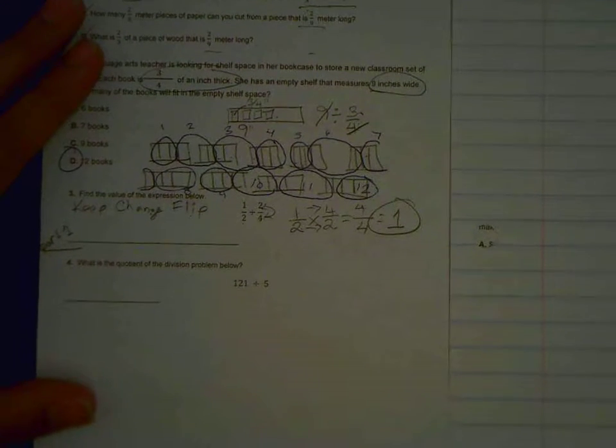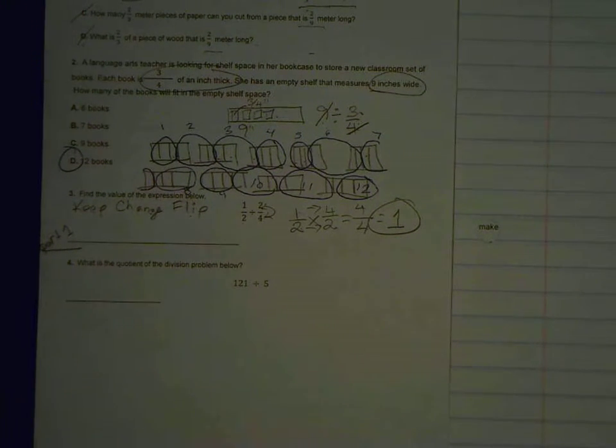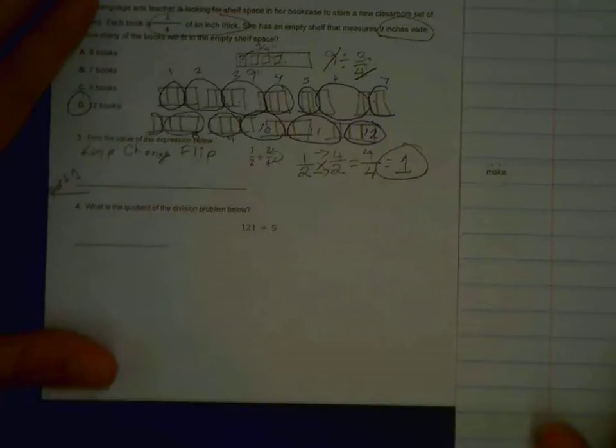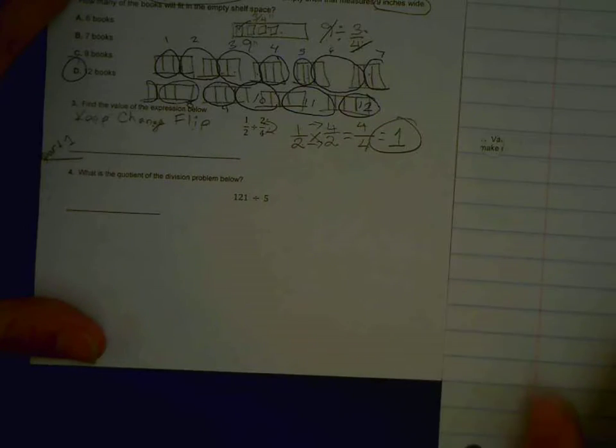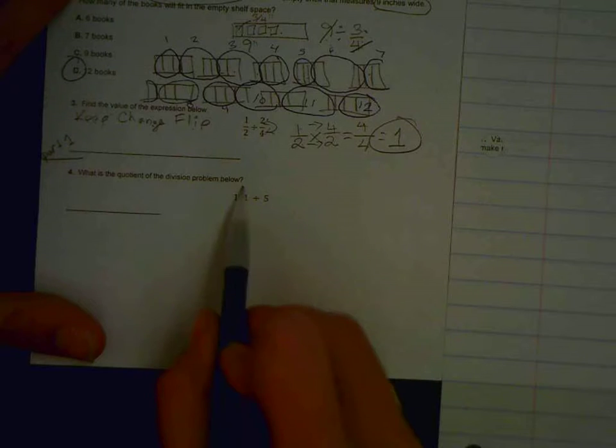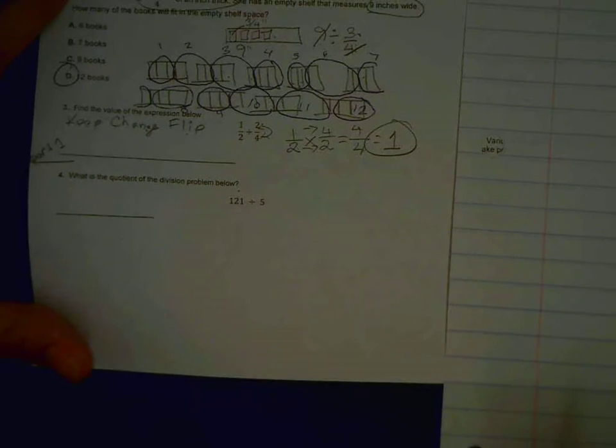Alright, y'all, part 2 of the end of Module 2 assessment review video. We're on question number 4. We've got, what is the quotient of the division problem below? 121 divided by 5. This will be no problem for our awesome 6th graders.